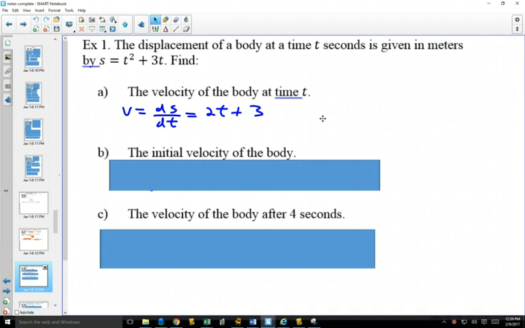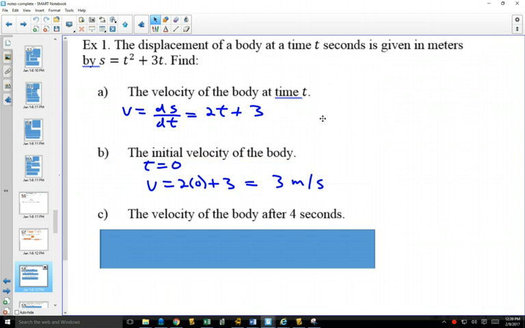The initial velocity, what does it mean for initial velocity? When t is equal to 0. So I am starting out at 3 meters per second.